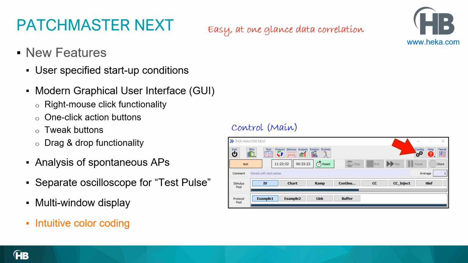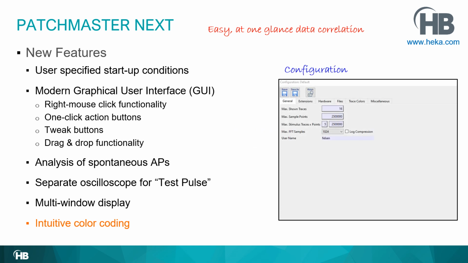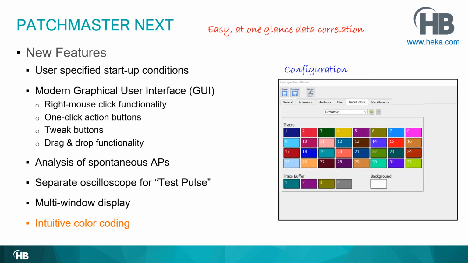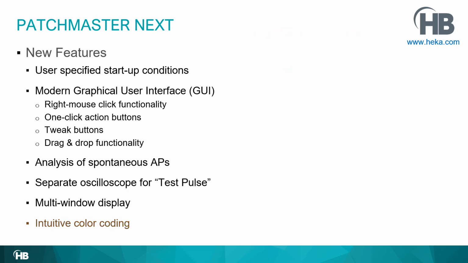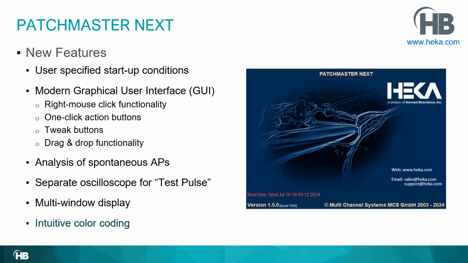How to change the colors is also pretty straightforward. You go to the configuration window, open it, and then under the Trace Color tab, there is the option to change the colors to your liking, and you can, of course, save those changes in a set file as well. This concludes the part about the PATCHMASTER NEXT software.